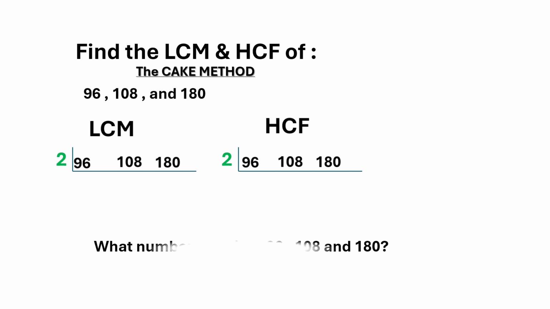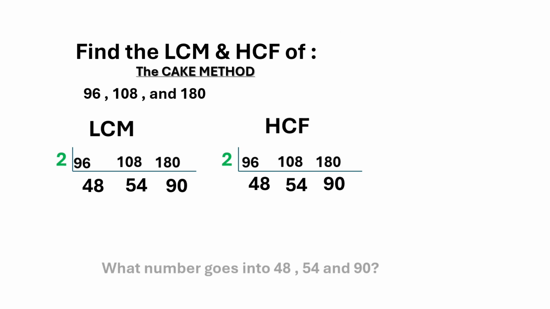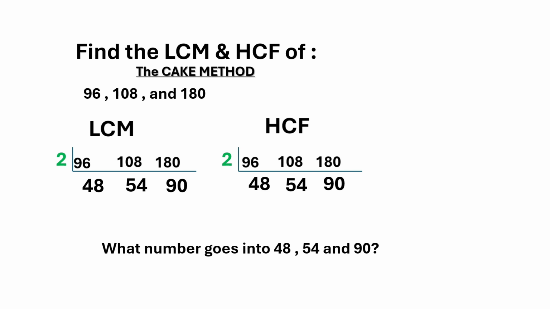96 divided by 2 is 48. 108 divided by 2 is 54. 180 divided by 2 is 90. Now, what number goes into 48, 54, and 90? We can divide by 2 again. We can divide by 6. Let's divide by 6.